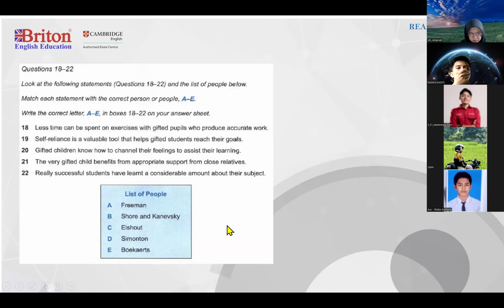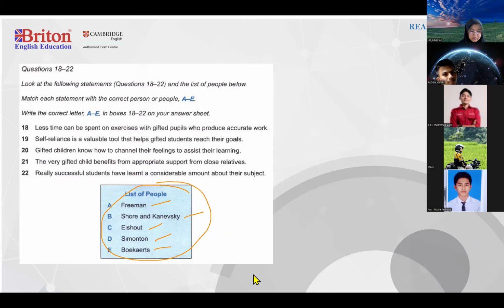This one is a different question type. And for this one, you don't need to choose keywords because the keywords are already in the questions. What do you think are the keywords from questions 18 to 22? What are the keywords? List of the people, sir. Yes, that's the keyword, guys. So you need to look for Freeman, Shore, Kanevsky, Elshout, Simonton, Buchhardt. Don't look for keywords from the statement because it will take too much time. It's easier to find the people's names. Okay, so let's start with A, Freeman. Where do you find Freeman?